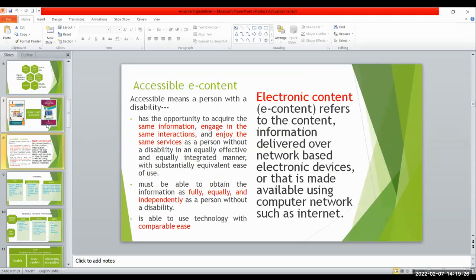Now, when I say accessible e-content, the focus of this session is on accessible e-content for CWSN. So what is accessible e-content? Please focus on the text in red ink. Accessible e-content means a person with disability or a person belonging to different socio-economic disadvantaged groups can acquire the same information, engage in the same interaction, and enjoy the same services at par with a person who doesn't belong to SEDGs. So what does it mean?